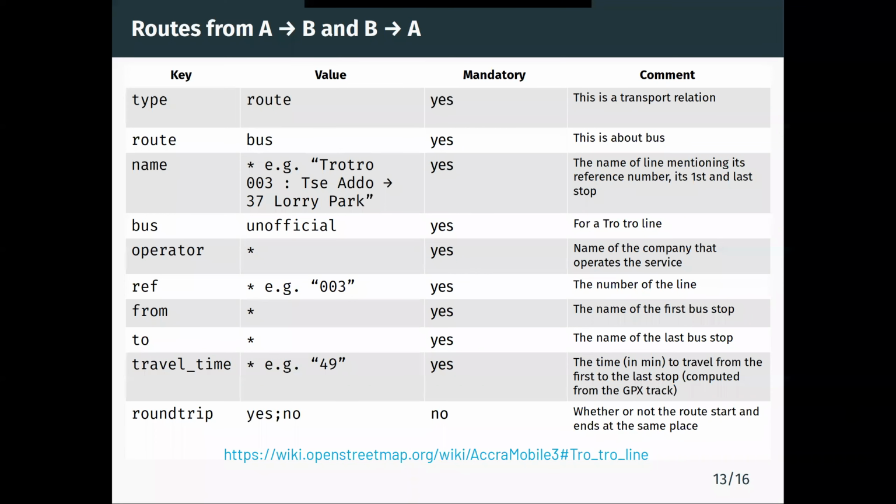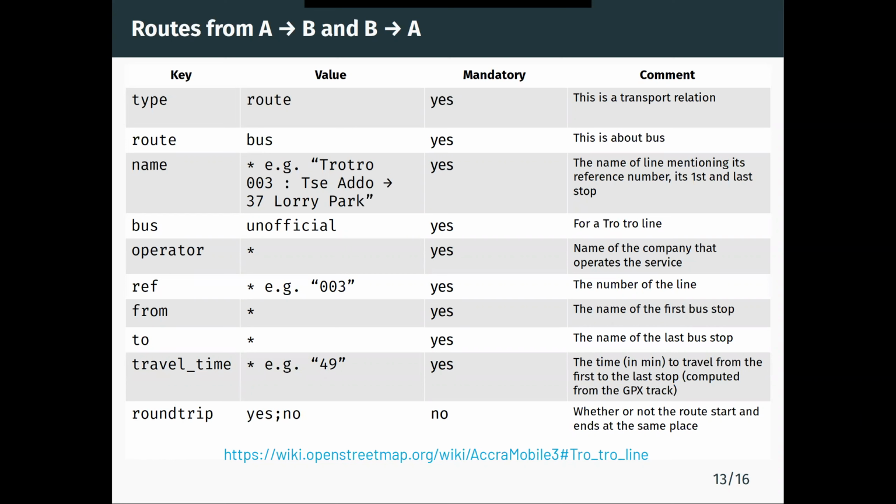from, to. So this is from Chiado to 37 Lorry Park. And then the return one, which is B to A, will now have the name from 37 to, how do you call it, to Chiado. And then it's still having the same ID of 003. Bus official is yes.